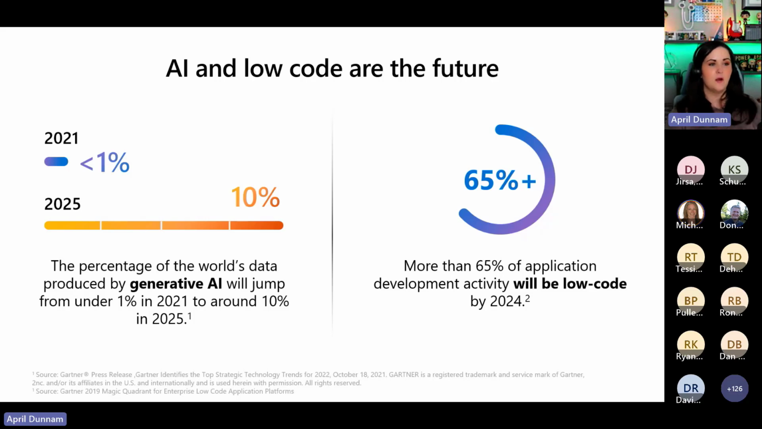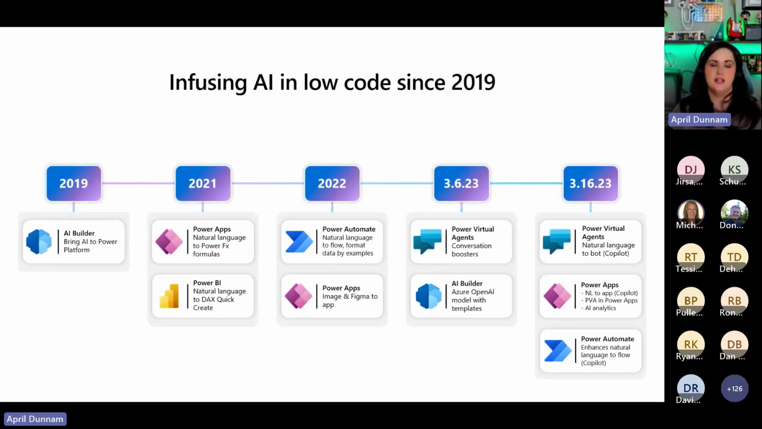But in terms of the Power Platform, the percentage of the world's data that's going to be produced by generative AI, the estimate is going to jump from under 1%, which it was in 2021, to around 10% in 2025. So this is something that is just going to keep growing, and you're starting to see it be integrated inside of the Power Platform pretty fast.